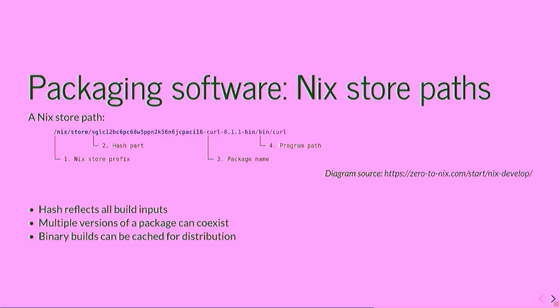So that's the blue part in the file system path over there. Those are the first 2 elements, /nix/store, and that comprises the store prefix. The next part is sort of parts 2 and 3 together. You've got the hash part, and you also have a package name. So the package name in this case shows you that this directory contains curl, the CLI tool curl, version 8.1.1. And then you've got this cryptographic hash in front of it that starts with SGLC12.